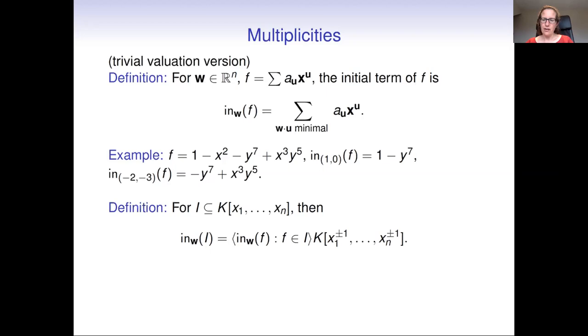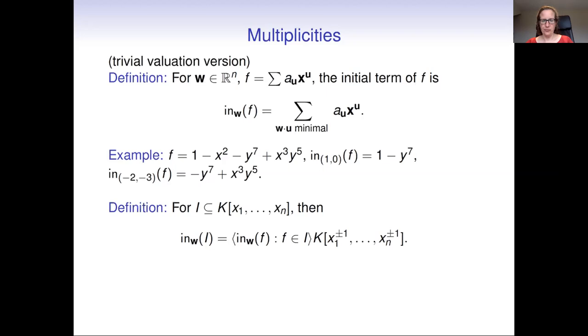Okay. So geometrically, again, if I pass from the variety of f to the variety of the initial ideal, what am I doing? I'm taking a one parameter torus. So the t to the w's, if w is an integer vector, will give me a one parameter torus, and I'm taking the limit of that action on my variety.